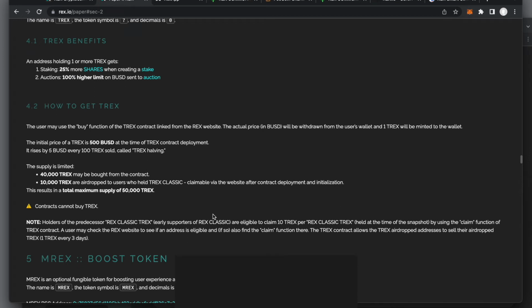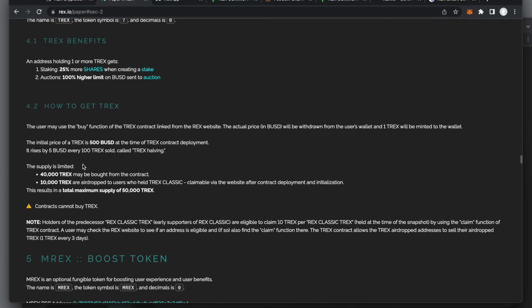Okay, where were we? So yeah, that price thing is really important to understand, and it's not well understood yet by the community. People are used to the price of a token being determined by supply and demand. That is not the case here.